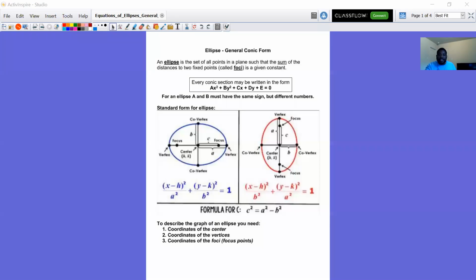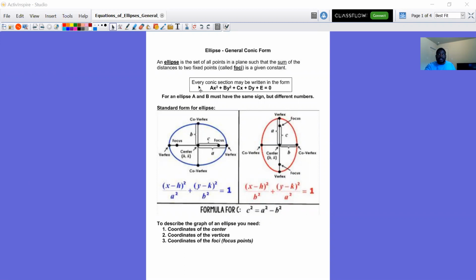Today's video is going to be dealing with the general conic form of ellipses. And so we first want to talk about what an ellipse is. It's a set of all points in the plane such that the sum of the distances to fixed points, called foci, is a given constant.